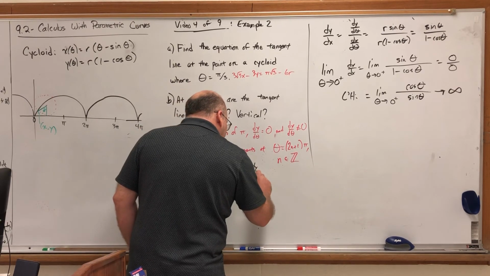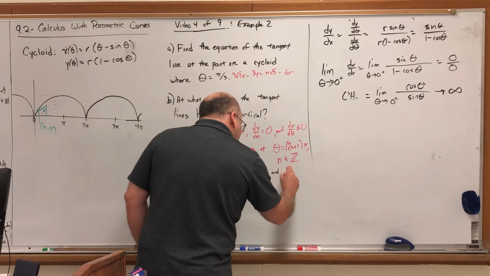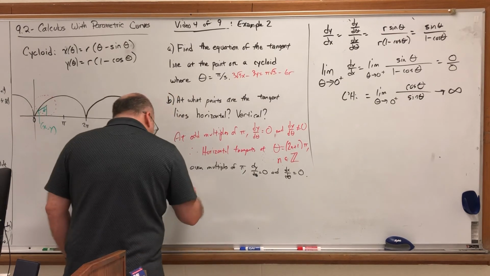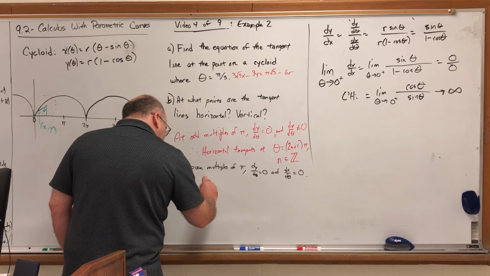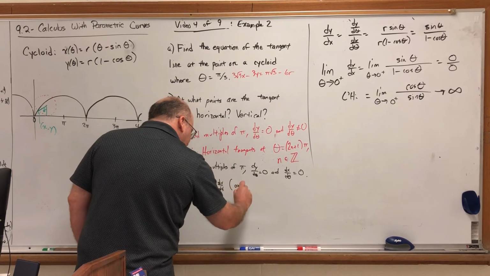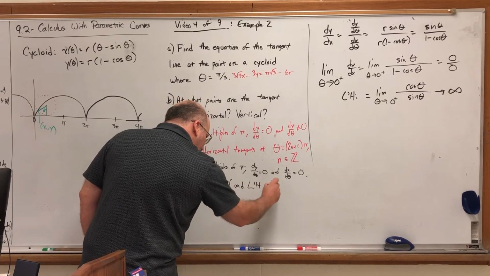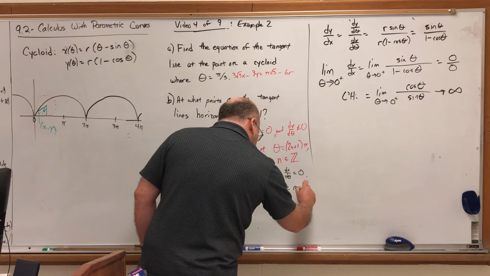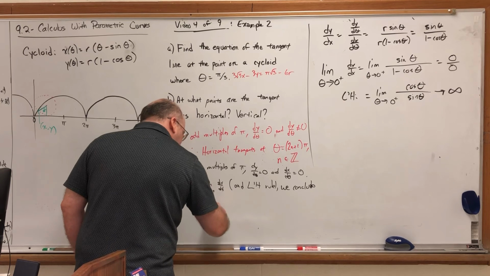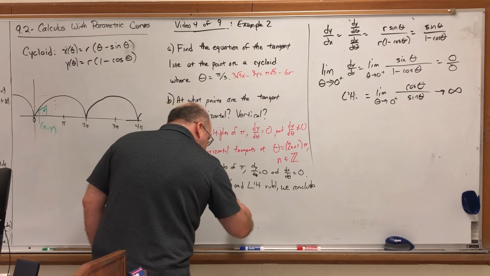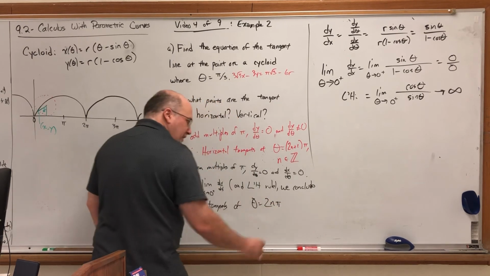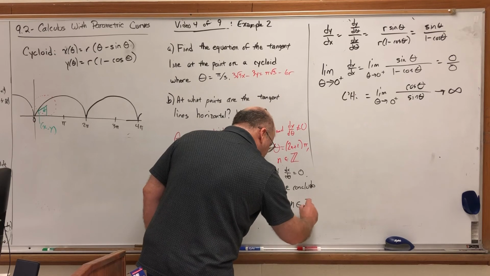dy/d theta equals 0, and dx/d theta equals 0, which means it's inconclusive, but using the limit as theta approaches 0 from the right of dy/dx, and L'Hopital's rule, we conclude vertical tangents at theta equals 2n pi, even number times pi. Again, n is an element of the integers.